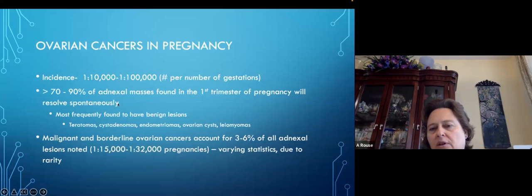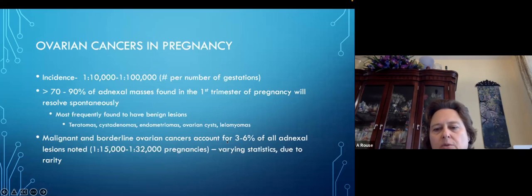In general, this is even more rare than breast cancers in pregnancy, so much lower incidence. The majority of the masses you will find in the first trimester. So when you get that dating scan back and you have a 6 centimeter ovarian cyst or something, most of those are going to go away on their own, and they're usually benign lesions. Those that continue might be a pedunculated fibroid, just a general simple cyst that you're not worried about, but you might find an endometrioma, a cystadenoma, or a teratoma. And you all know the classic pictures for teratomas.